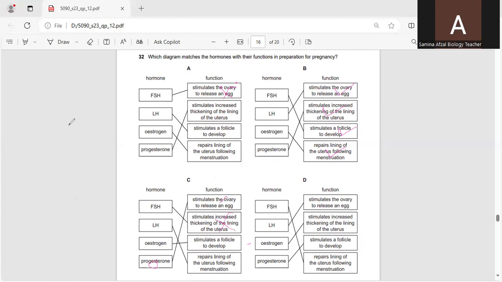No. Follicles to increase repair lining. So the first statement is wrong, which means all are wrong. Only B is the option in which all statements are correct according to the hormones and their function. So B is the correct option in question number 32. I would like to move towards question number 33.